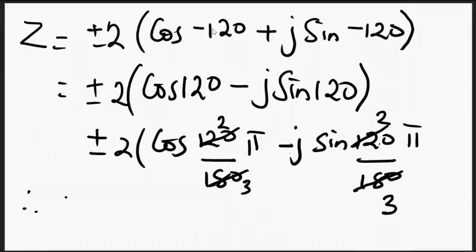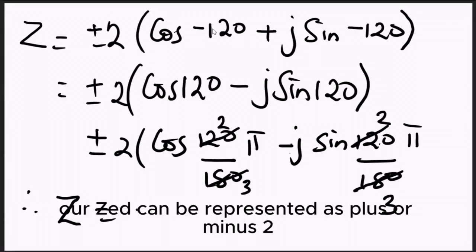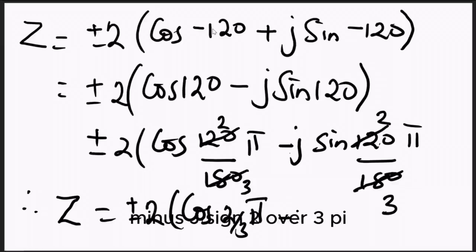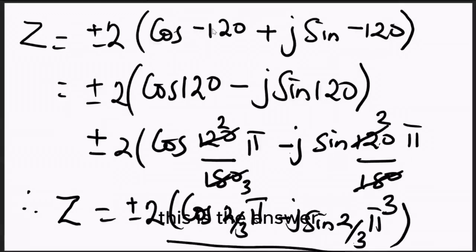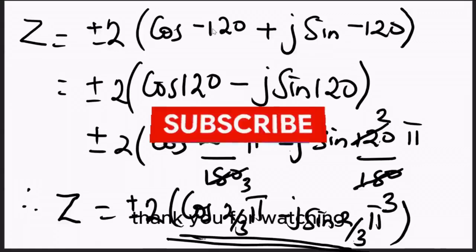So finally, in polar form, our Z can be represented as plus or minus 2 cos of 2 over 3 pi minus j sine of 2 over 3 pi. This is the answer. Thank you for watching.